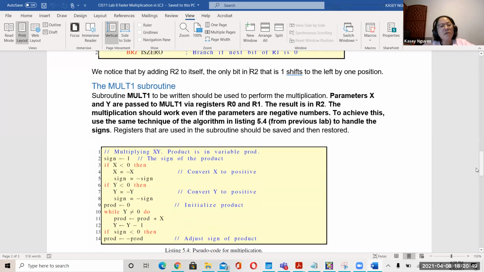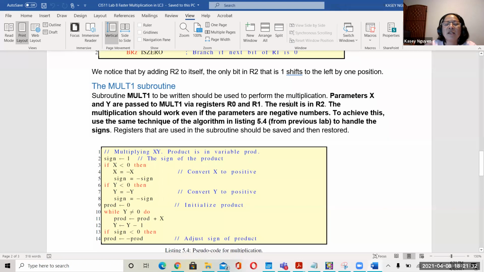All right, let's talk about the subroutine. In the subroutine, we're going to call this mult1. And when you're writing a function in C or C++, you have to pass your variable as a parameter, so that it can operate with the values stored inside that variable. So in here, your parameters are going to be your variables X and Y, which are passed to that function via registers 0 and 1.